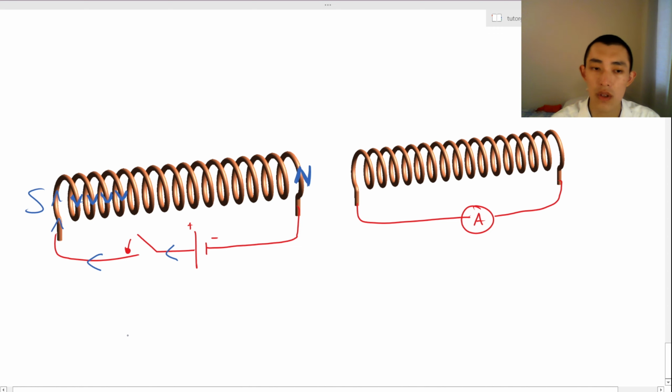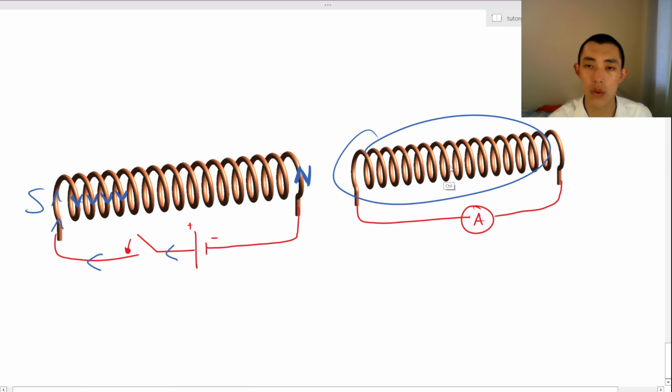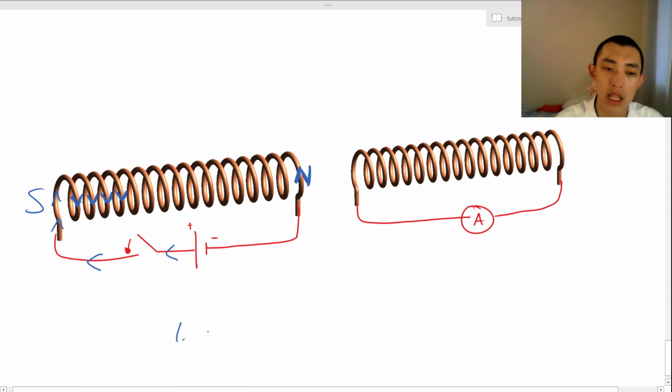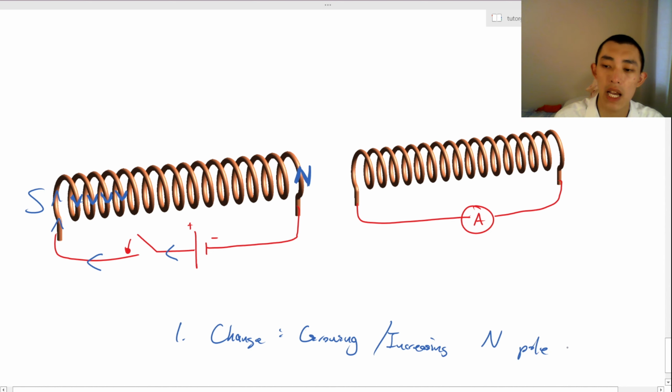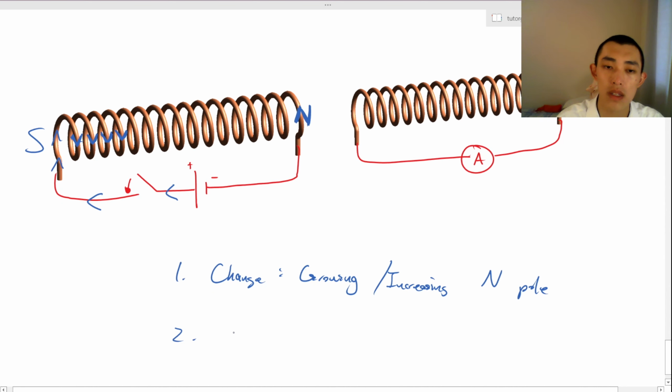If we have an increase in, number one, so let's have a think about the change, right? So the change, this is the one where Lenz's law and Faraday's law should be applied. Number one, the change. What is the change? We have a growing north field, growing slash increasing north pole. How will I oppose it? I will oppose it by, I don't want to be near this north pole. I want to reduce the north pole.